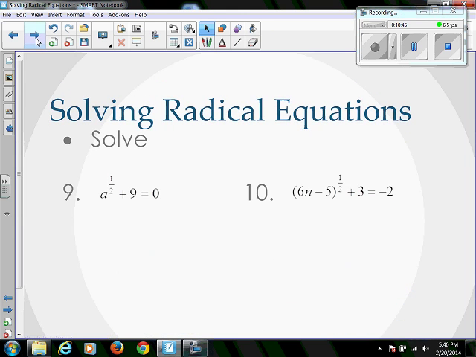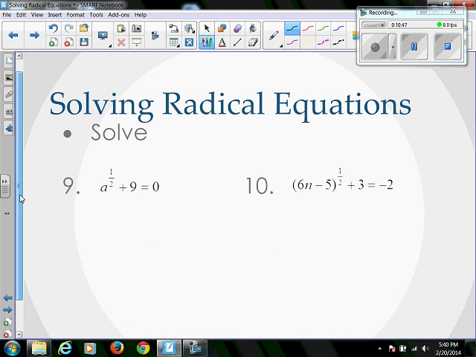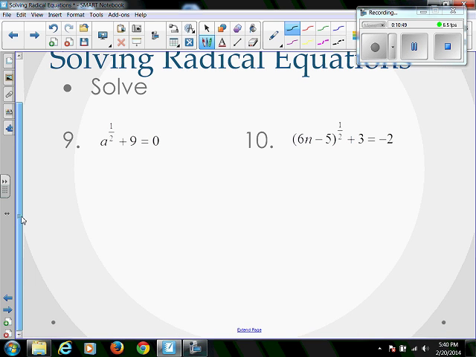Let's look at number 9 here. Looks like we can't do it. Why? Because we have a rational exponent. We don't like that. So what if we change the rational exponent to a radical? We would have the square root of a. Remember, we have the base, it's the radicand. Numerator is the exponent. Denominator is my index. Plus 9 stays outside.